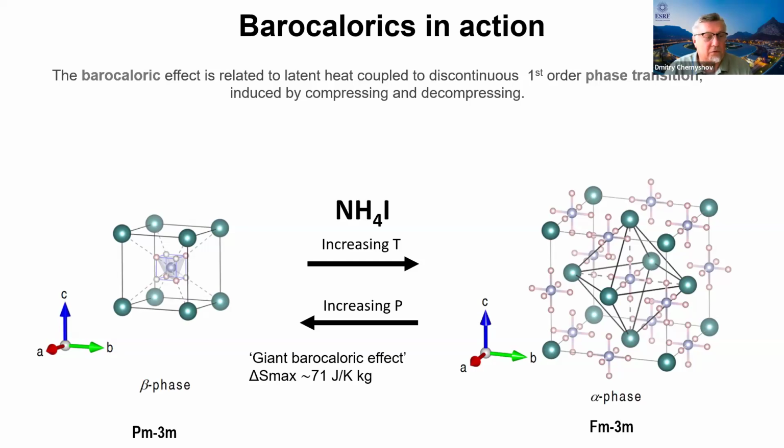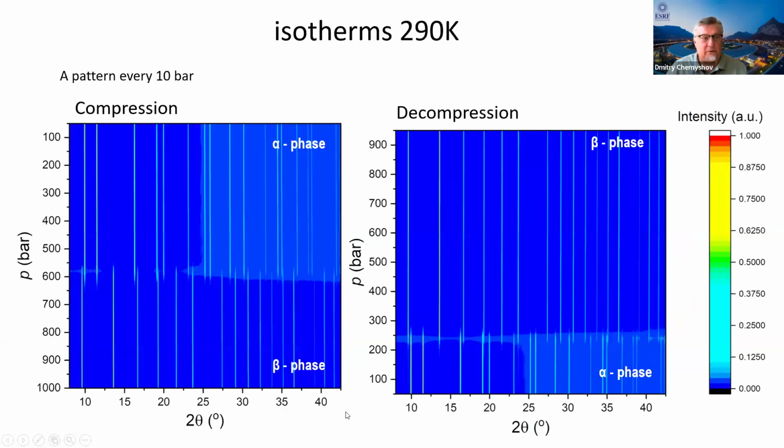how to say, old stories, that people want to preserve food, all our history. And the barocalorics use the latent heat from the first order phase transitions induced by compressing and decompressing. So one of the very popular materials is NH4I, which shows the giant barocaloric effect. And what happens if we put it in this pressure cell and measure as a function of temperature or as a function of pressure at different temperatures?